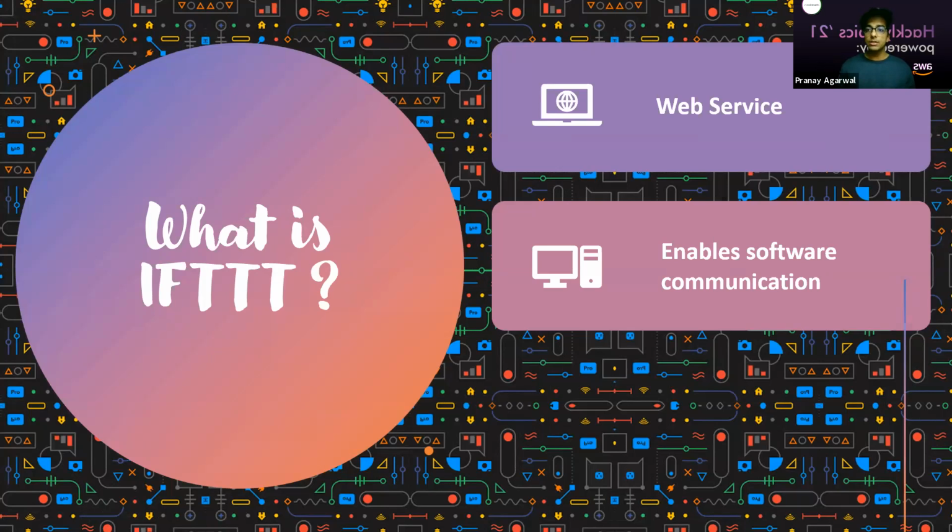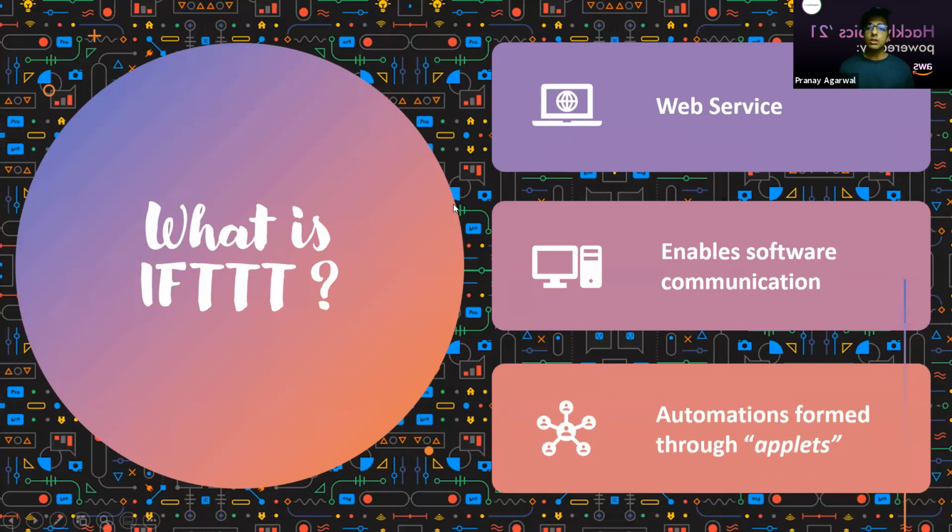It's community-based sharing as well. So a lot of people will upload the applets that they've made, and you can use them yourself. You can make your own for personal use, for public use. And that's why IFTTT is so great. And these automations are done through entities called applets. Now, what are applets? We'll get to that in a second, and see what goes into making an applet and what goes into setting up this automation.